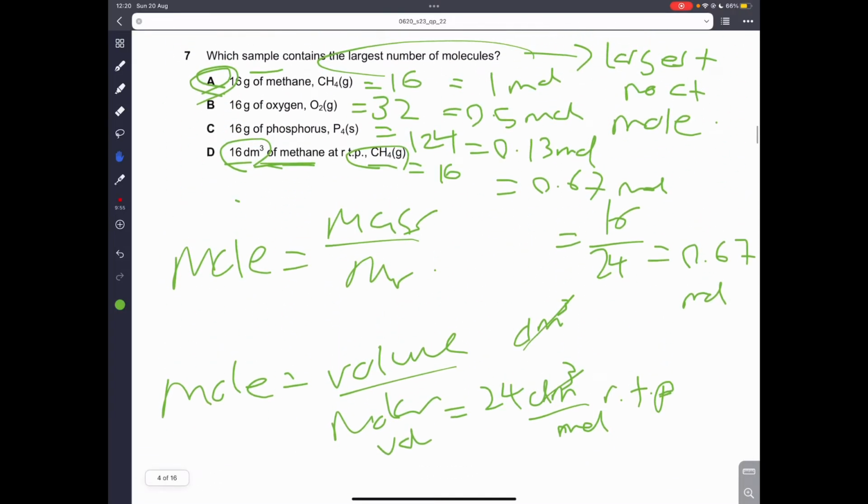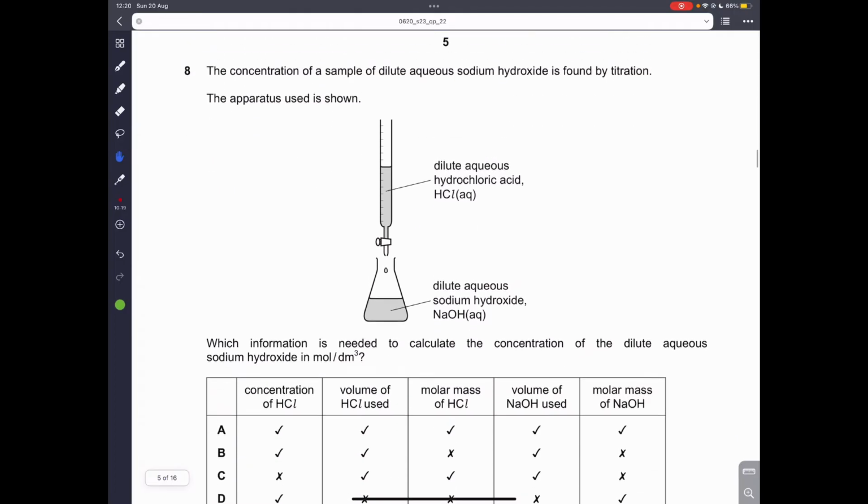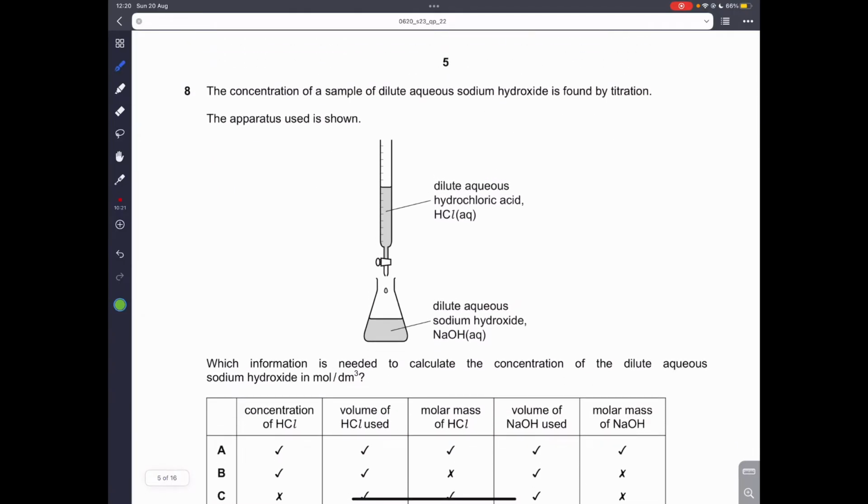Now this is actually just a very easy question. Many people, however, find this type of question really difficult. The largest number of molecules is basically asking you the number of moles. So just find the molar mass of each substance, and then find the mole using the mole formula, and then you find the largest number of mole, which is 16 grams of methane. So that is the answer. 7 is correct. Question number 8.